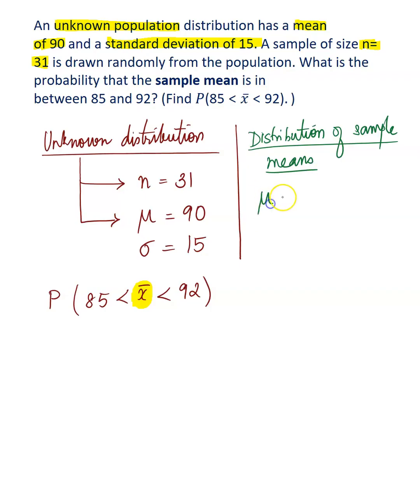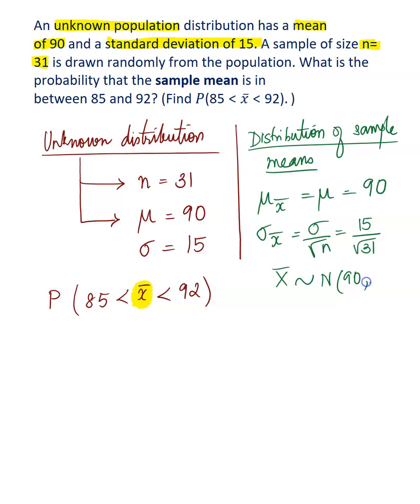So what it says is mu x bar is the same as mu. In our case, we're given mu to be 90. And sigma x bar will be sigma over root n, which is 15 over root 31. We're going to keep it as it is, just for convenience, because we can punch those in the calculator when it's time. So we basically have x bar following a normal distribution with 90, 15 over root 31.